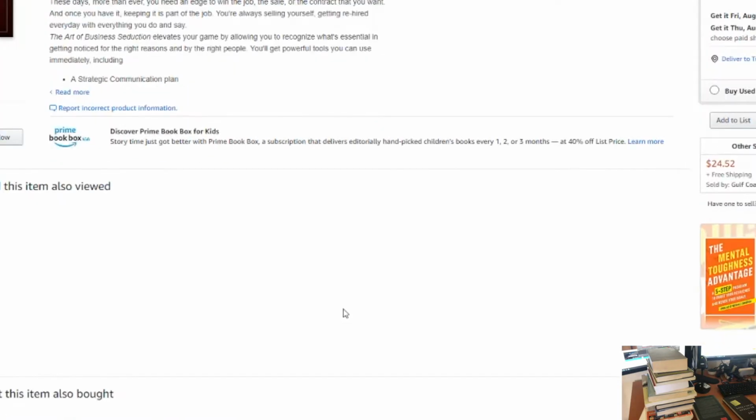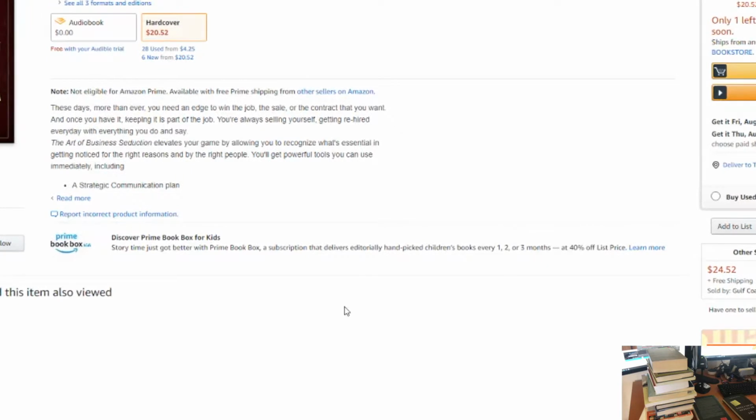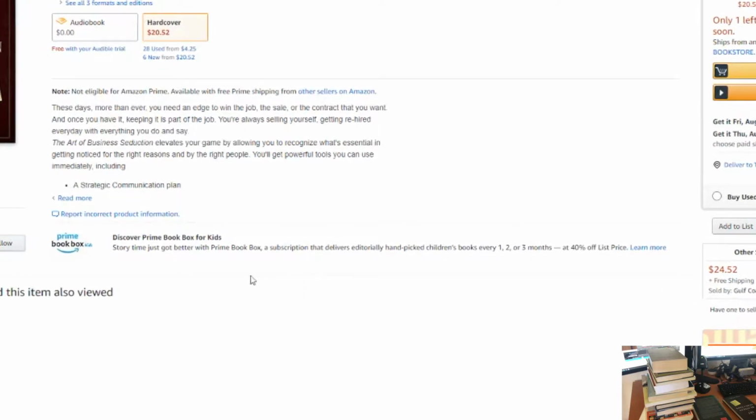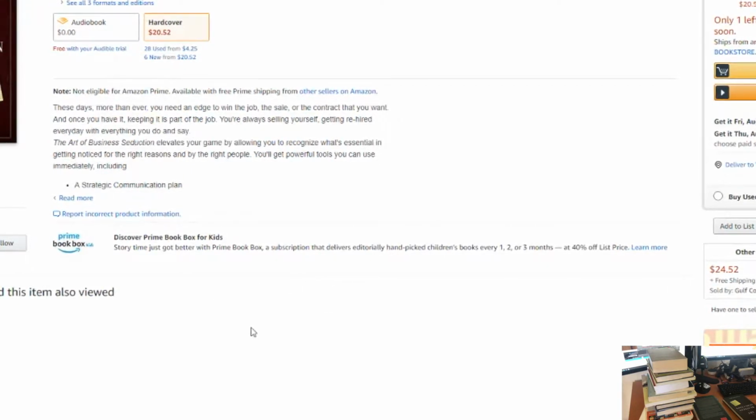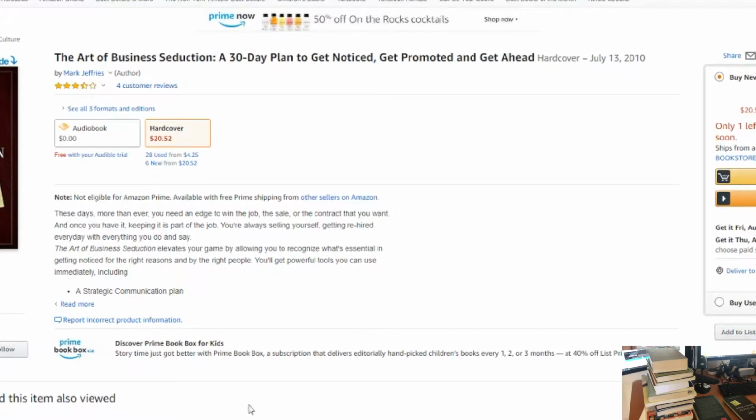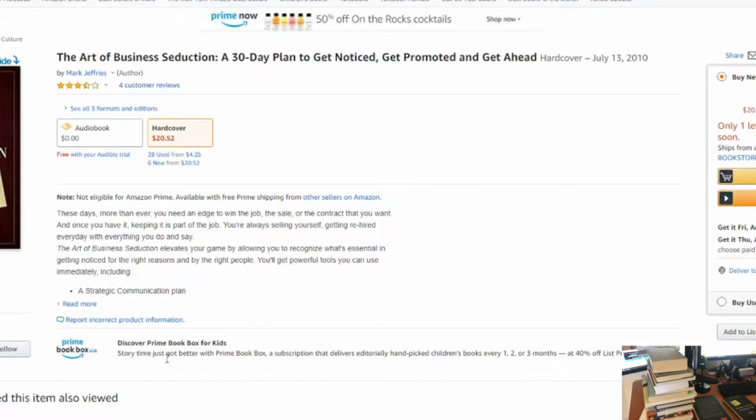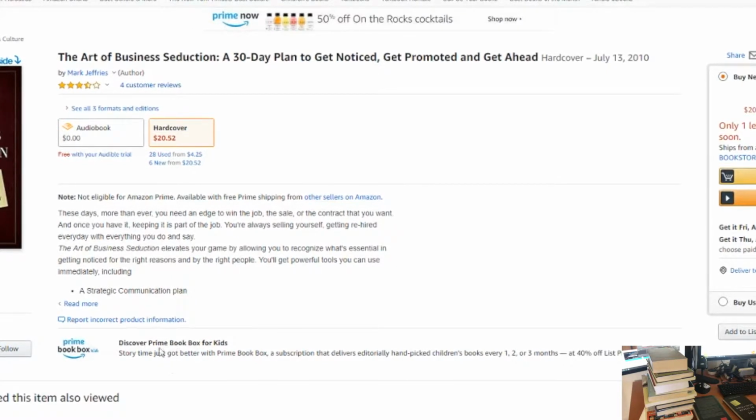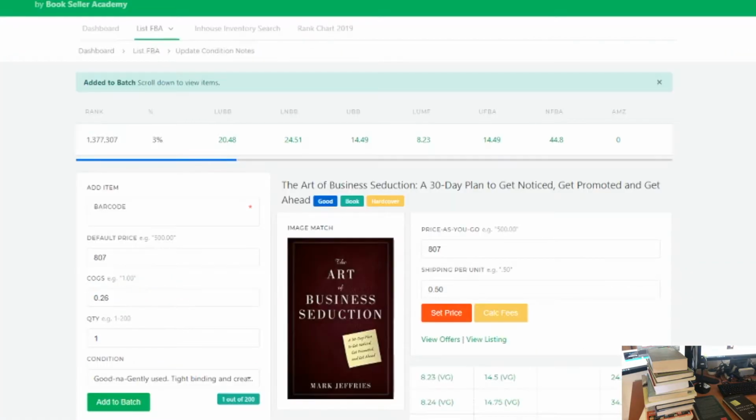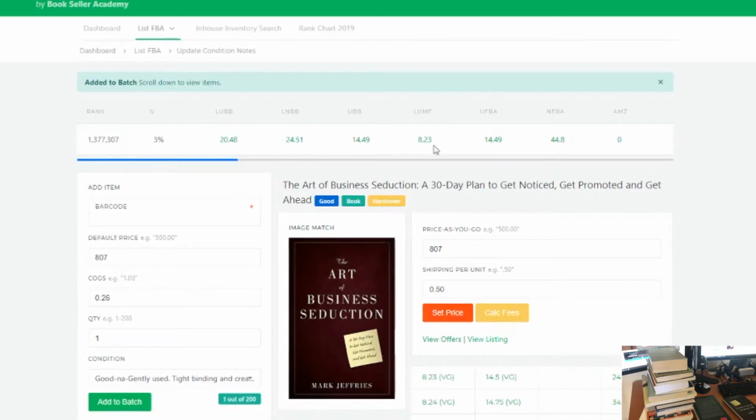If you have the Keepa extension or the Helium 10 extension, which I don't have on this computer, you could see the ranking charts as it dips, so you could gauge how many times this book sells. But for this purpose, I just want to show you how to price as you go.